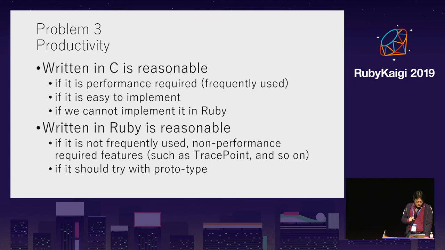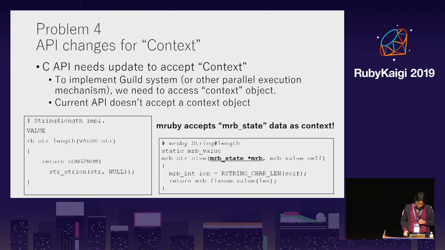So sometimes writing in Ruby is reasonable, if the feature is not frequently used and does not require performance. If it is a prototype, then it is easier to write in Ruby compared with the C language.